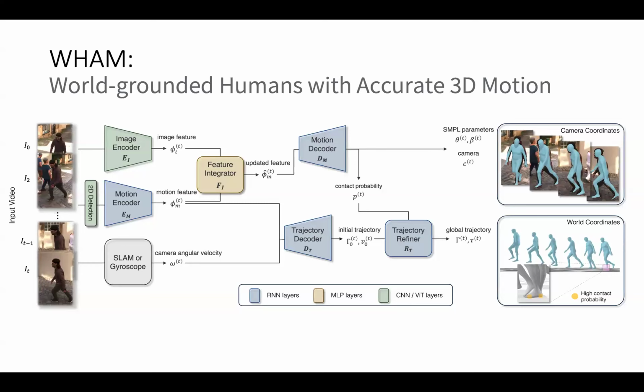The part that gets really interesting is we also run SLAM on the image sequences, or we use a gyro if we've got, say, an iPhone, and we get the camera's angular velocity. We combine that with the motion-encoded features from the keypoints to decode a trajectory of the camera. And then we also combine that with estimated contacts with the world. This is the contact probability you see here, and that refines the trajectory. All of that together produces the person moving in world coordinates with a fairly accurate trajectory.